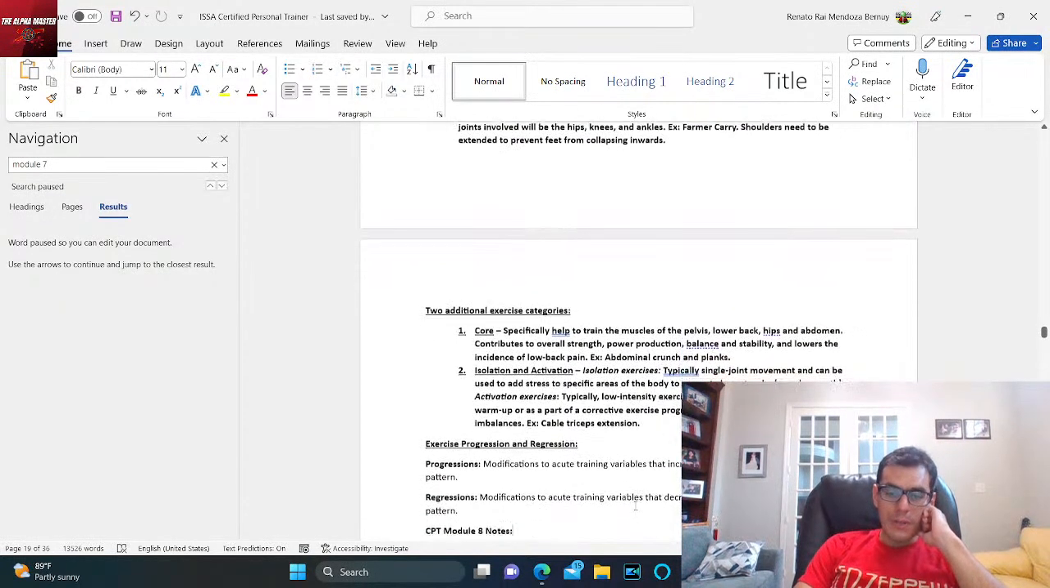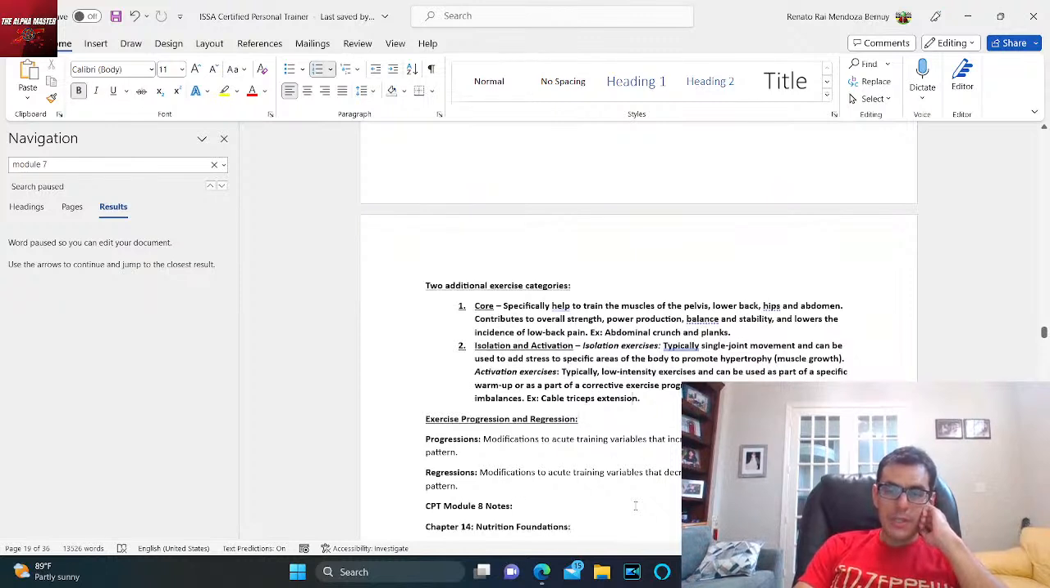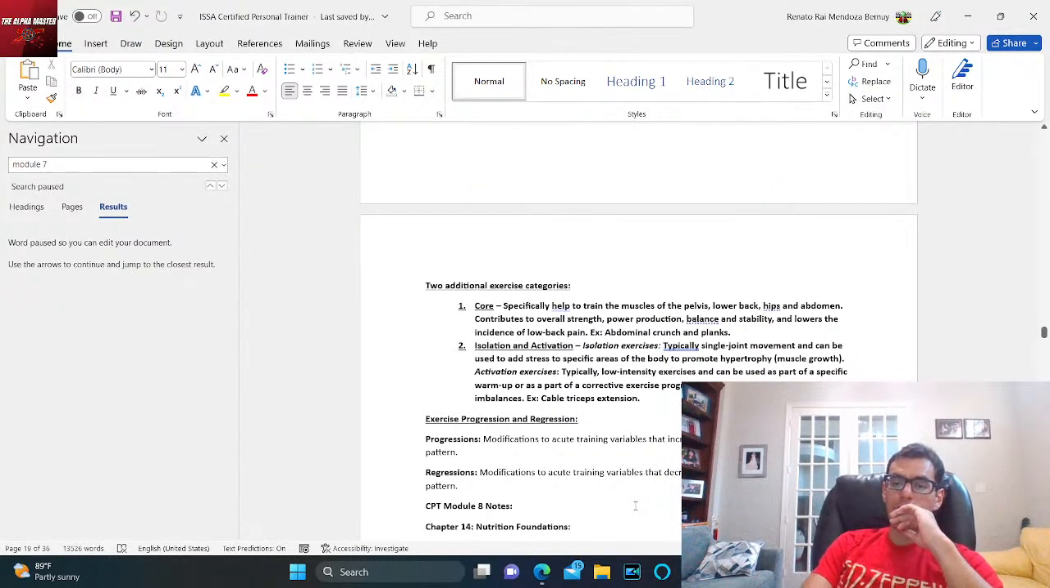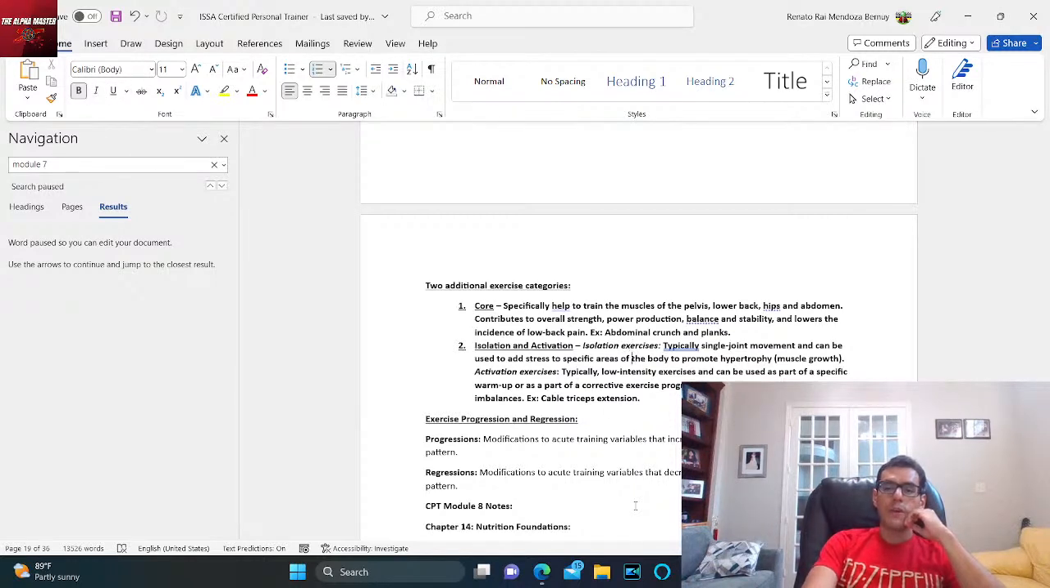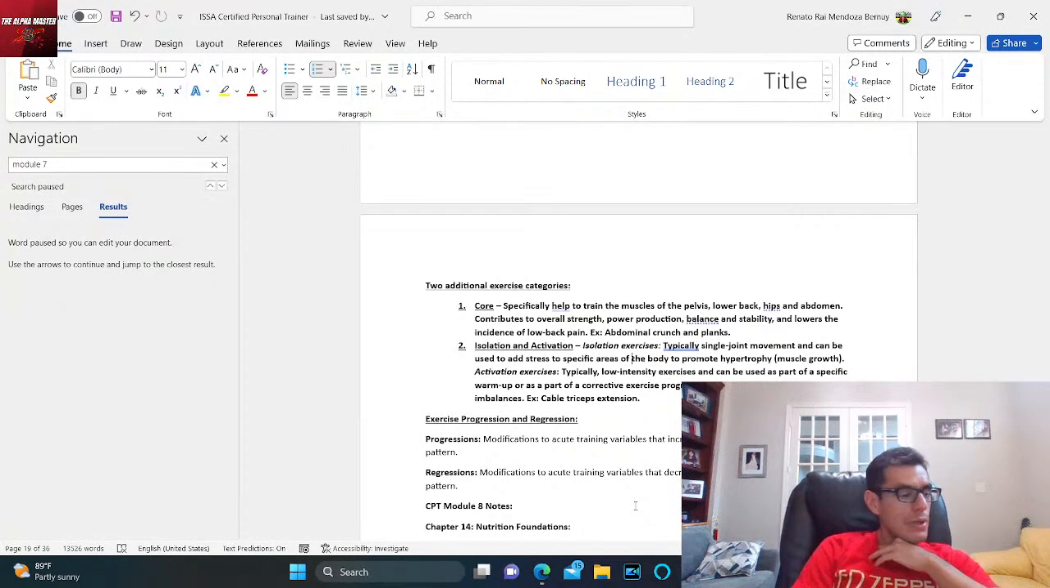Now, exercise progression and regression. Progression is modifications to acute training variables that increase the challenge of a movement pattern. And regression is modifications to acute training variables that decrease the challenge of a movement pattern.